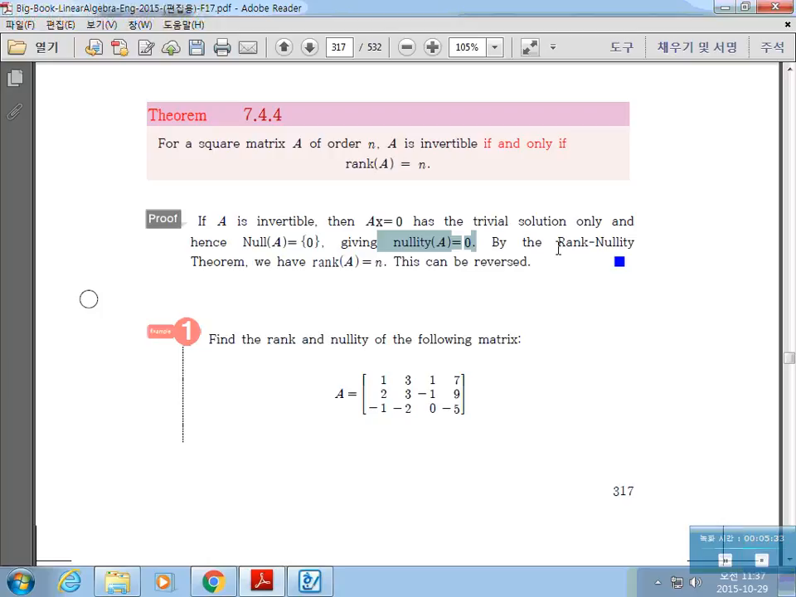So by the rank nullity theorem, rank of A plus nullity of A is equal to n. But nullity of A is equal to 0. So rank of A should be n. This can be reversed. Similarly, if rank of A is equal to n, then by the rank nullity theorem, nullity of A should be 0. Then the null space of A is only the zero vector, so AX equals 0 has only the trivial solution. So A should be invertible. So vice versa.